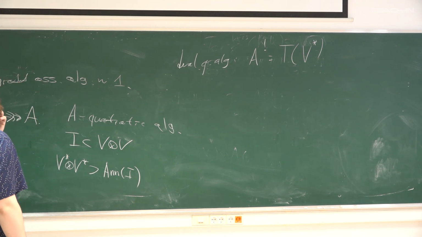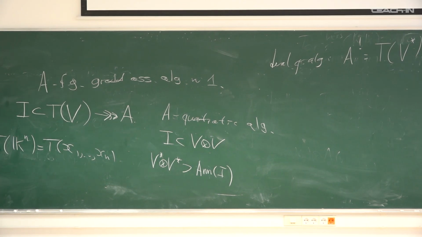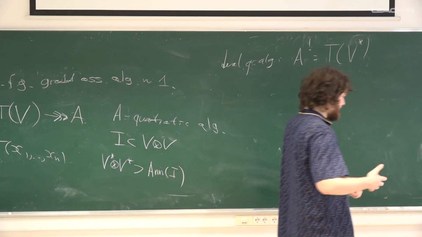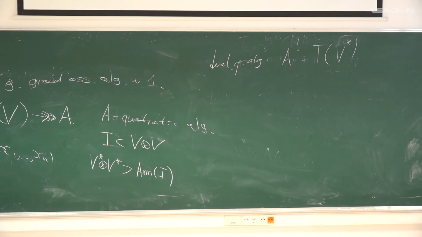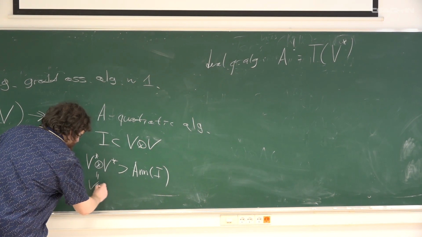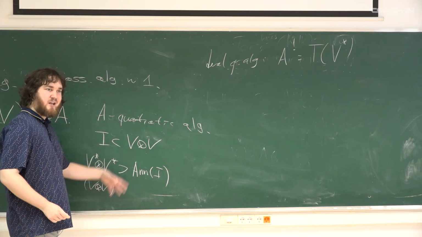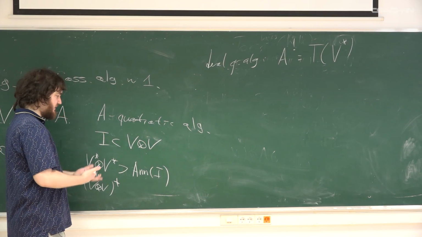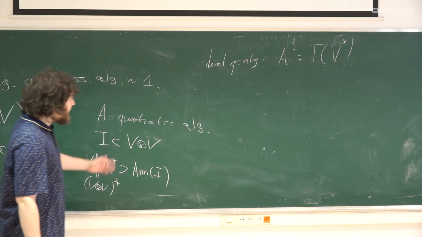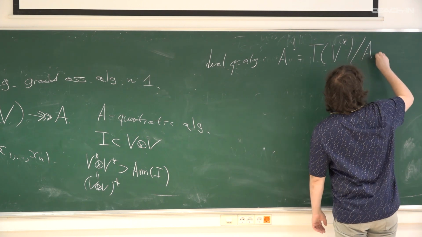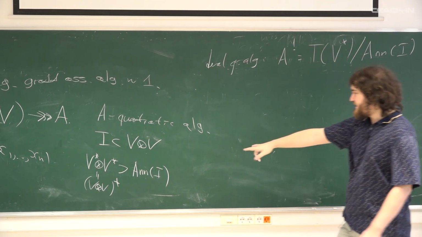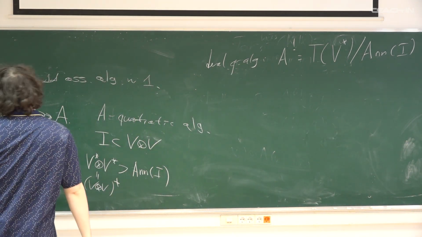Yes, because with respect to the natural pairing between V and V star, you have the annihilator of some vector subspace. And this is modulo this thing. It's also quadratic. It's some ideal. It's also a quadratic ideal. Sorry.